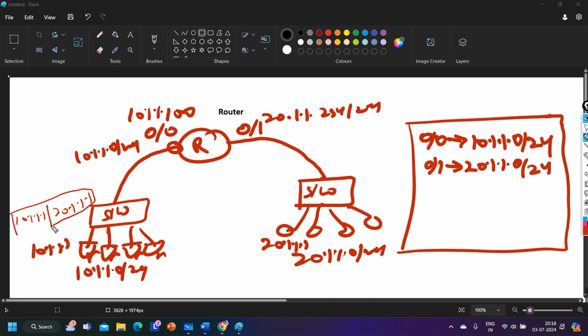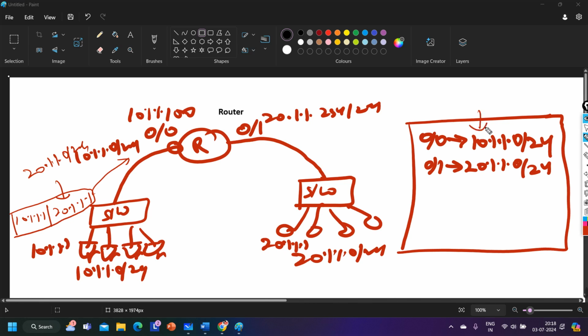The PC will forward it to the switch, and the switch will forward it to the router. The router will receive it on which interface? The 0/0 interface. What will the router do? The router will check the destination IP. The destination IP is 20.1.1.1, and this IP address matches this network, 20.1.1.0/24. Right?